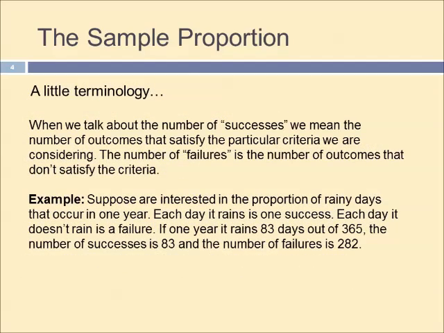So, a little terminology. When we talk about the number of successes, we mean the number of outcomes that satisfy the particular criteria we are considering. The number of failures is the number of outcomes that don't satisfy the criteria. So, for example, suppose we're interested in the proportion of rainy days that occur in 1 year. Each day it rains is a success. Each day it doesn't rain is called a failure. If in 1 year it rains 83 days out of 365, the number of successes is 83, and the number of failures is 282.